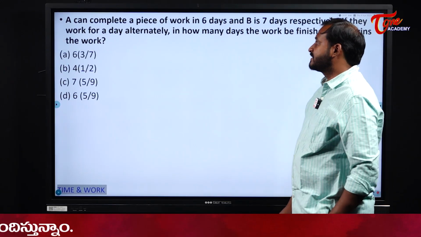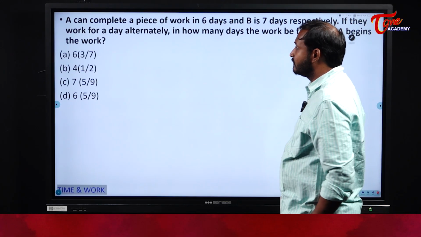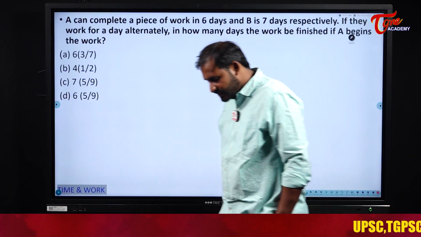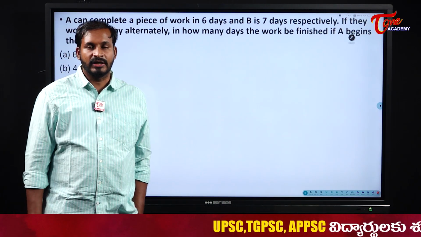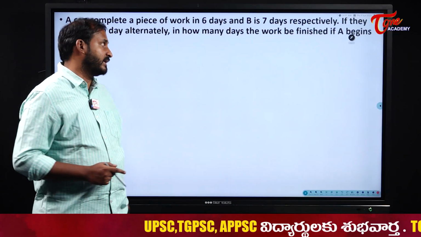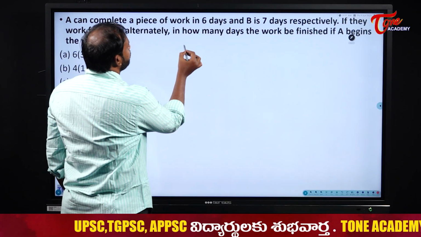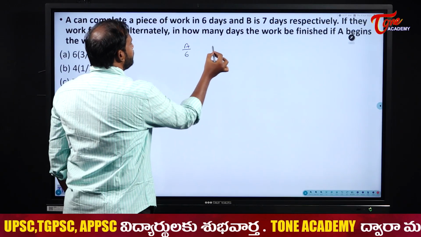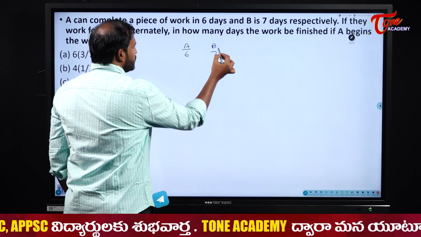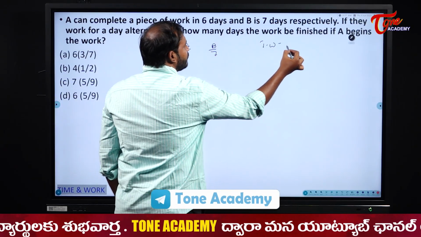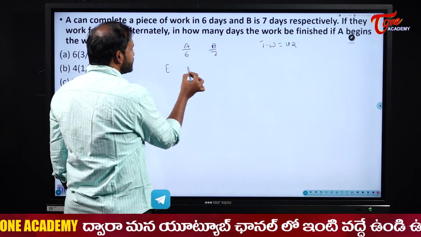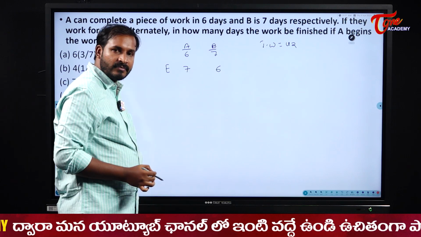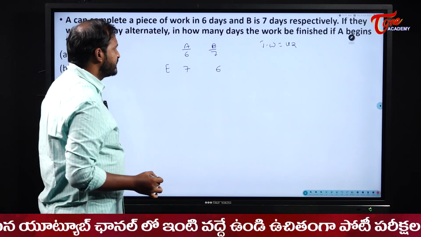A can complete a piece of work in 6 days, B in 7 days, respectively. If they work on alternate days, what will happen? Now see here students, these are questions based on alternate working. Now tell me what is the total work here? 42. Why? Because 7 is a prime number. So what about their efficiencies? 7 and 6 are their efficiencies here.